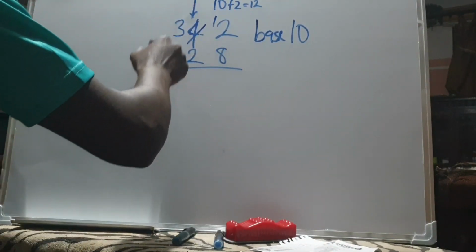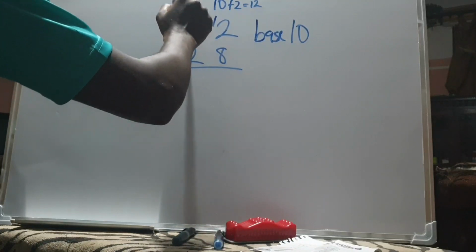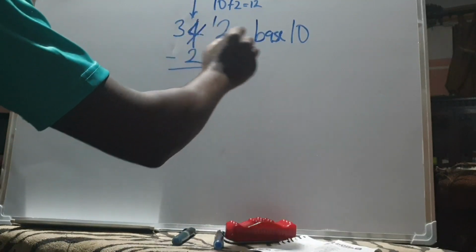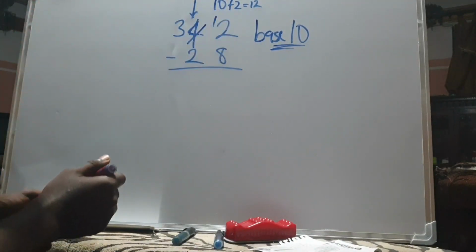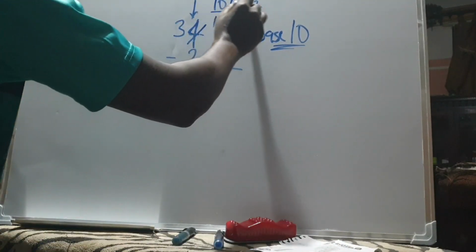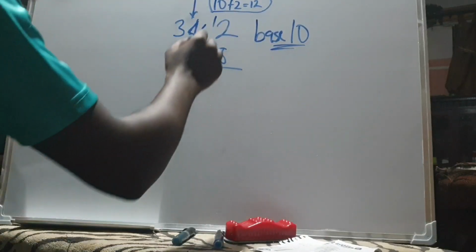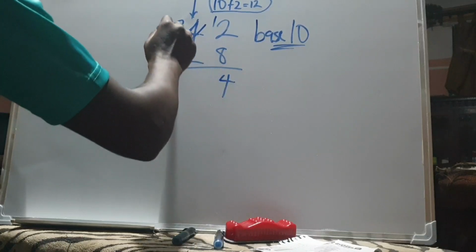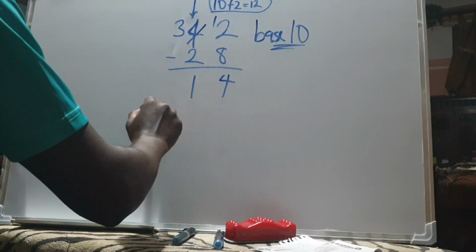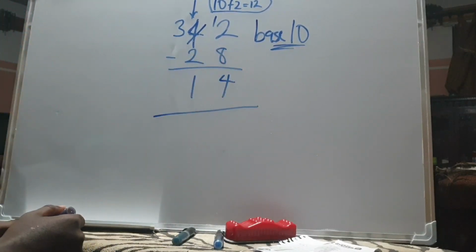Borrow 1 from the number in front, it turns into the base you're borrowing from when it's added to the number behind. So it's 10 plus 2 and it gives you 12. Then you do 12 minus 8, you get 4. 3 minus 2, you get 1. And that's how we normally work in math.